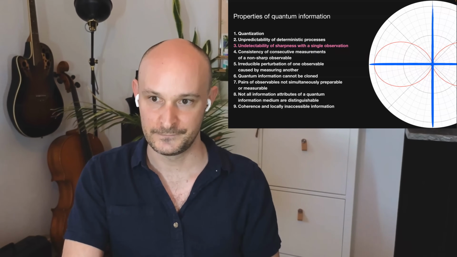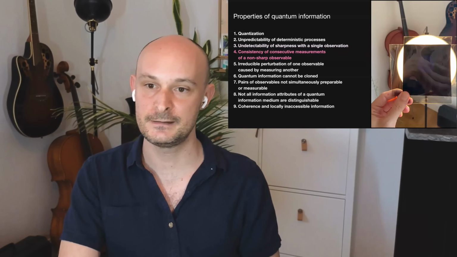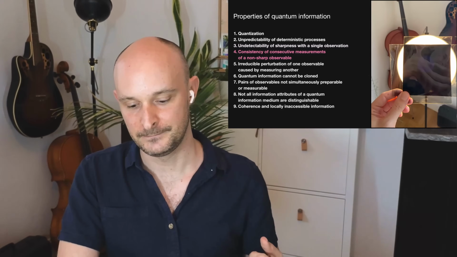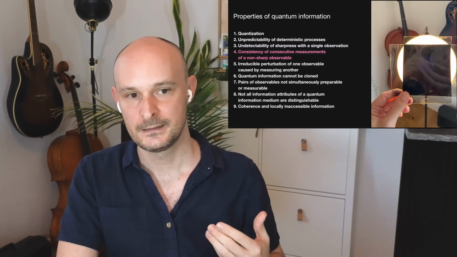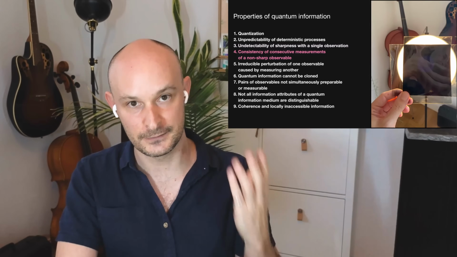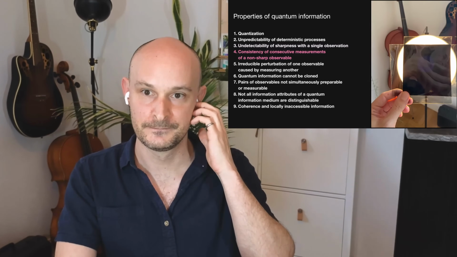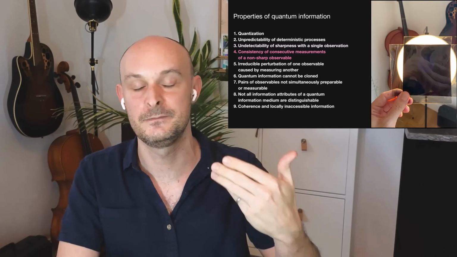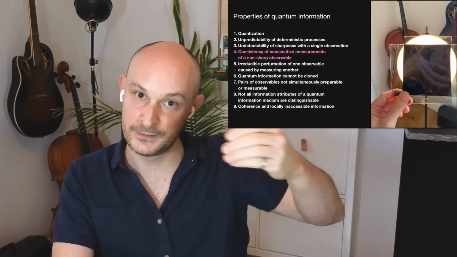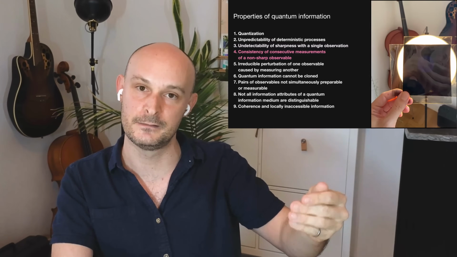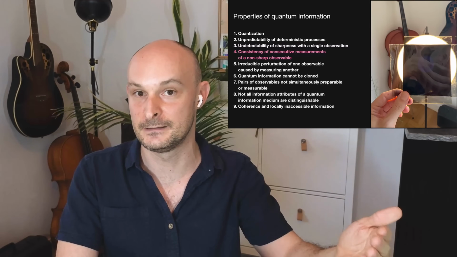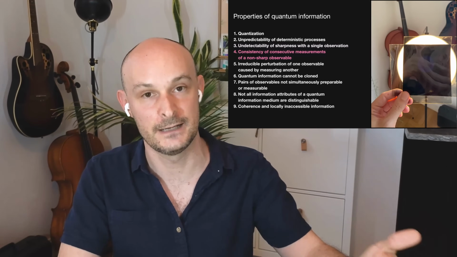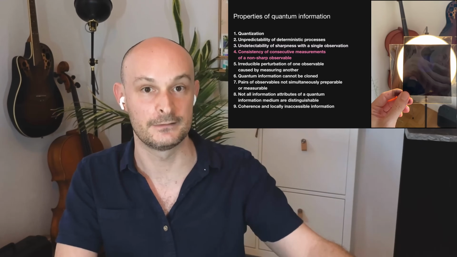Number 4 is a property called consistency of consecutive measurements of a non-sharp observable. In other words, this photo is a little misleading. Imagine you had the three film scenario, and I added a 4th film that was parallel to the 3rd film. So 1, 2, 3 are all 45 degrees from each other, and 4 is parallel to 3. What would happen? Nothing new would happen. Any photons that got through the 3rd would also get through the 4th one.